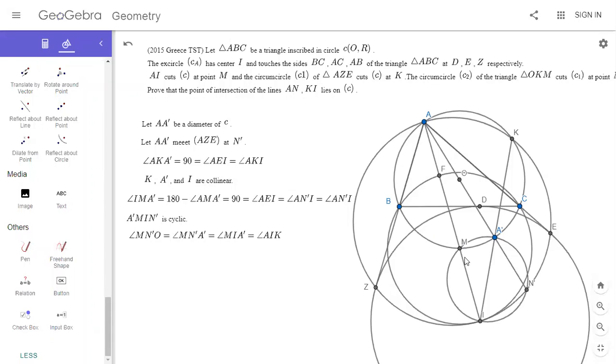So we want to show angle AIK is equal to angle MKO. And that should probably just be a simple angle chase, I would guess. So MKO we can write in terms of MOK, which is half of MAK.